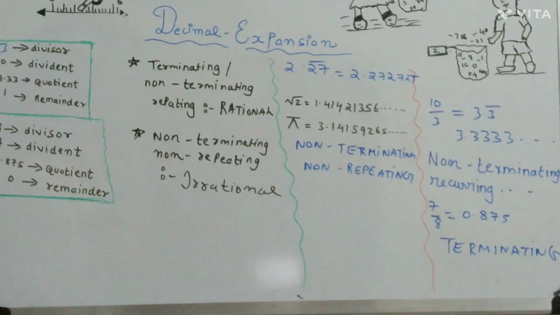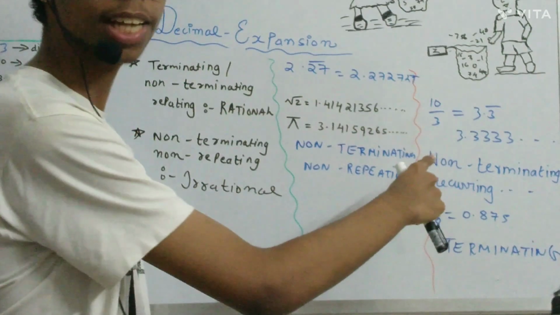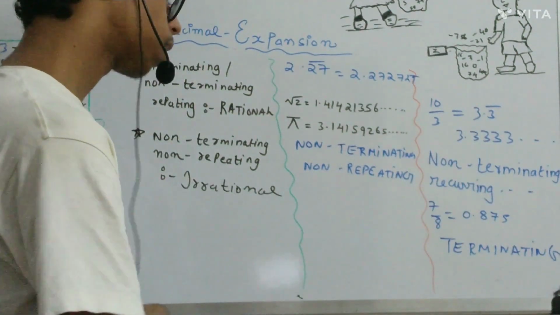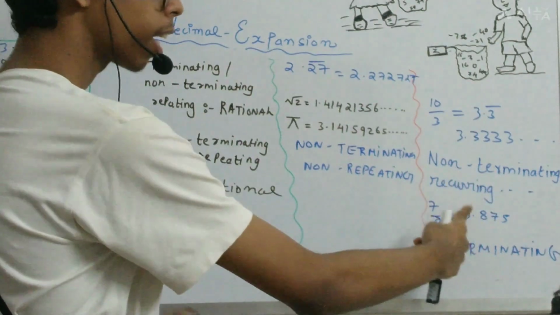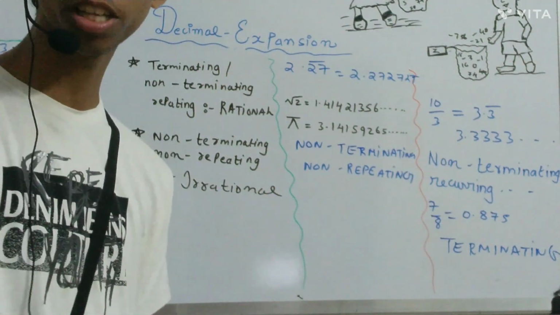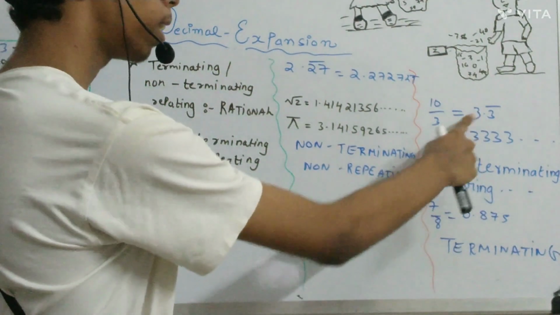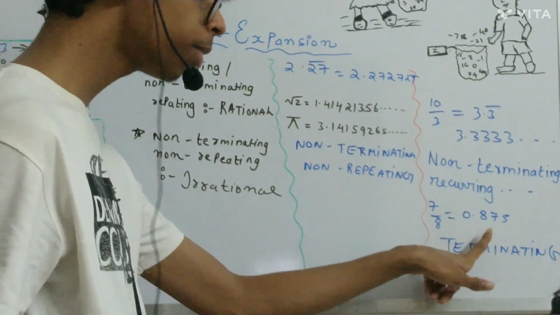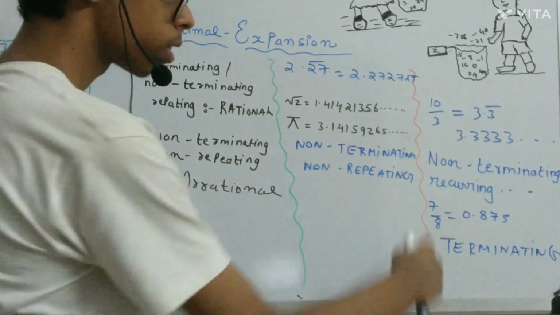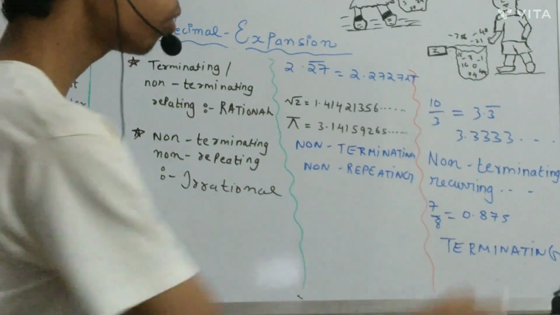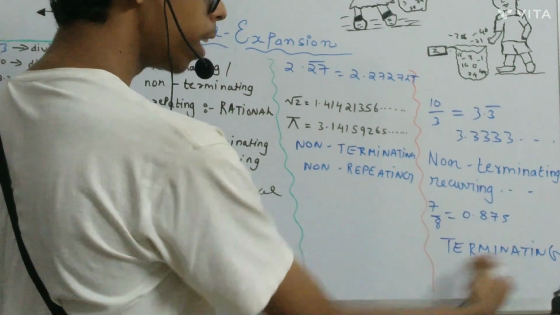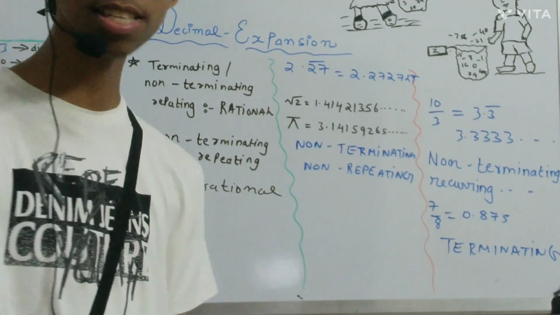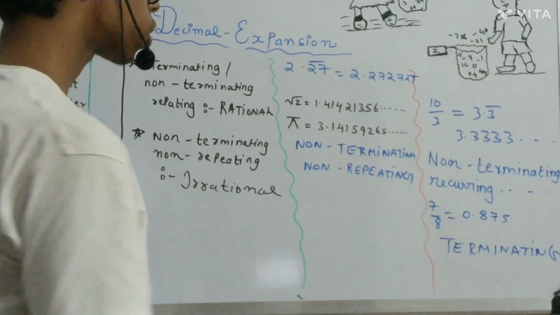So you can see over here. For example, if you see 10 by 3, 10 by 3 can be written as 3.3333 etc., which is non-terminating recurring, and you know 10 by 3 can be written in the form of p by q. So definitely this will be a rational number. Similarly, 7 by 8, if you see this 0.875, we know 7 by 8 can be written in the form of p by q. Even the decimal expansion is terminating. So definitely 10 by 3 and 7 by 8 are rational numbers.